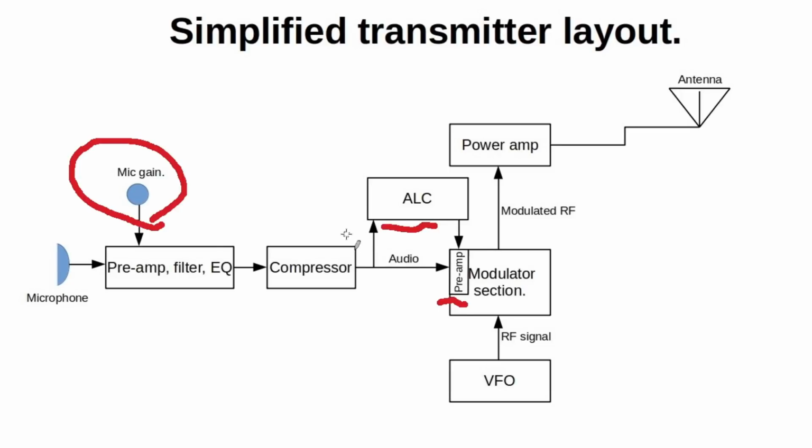The other area that you can induce splatter with is the compressor. The compressor can be overwhelmed, and if you're driving it too hard and then you turn its gain up too high, then that increases the problem. So there's two areas in the radio where you can cause splatter. Too high of a mic gain and too much compression.